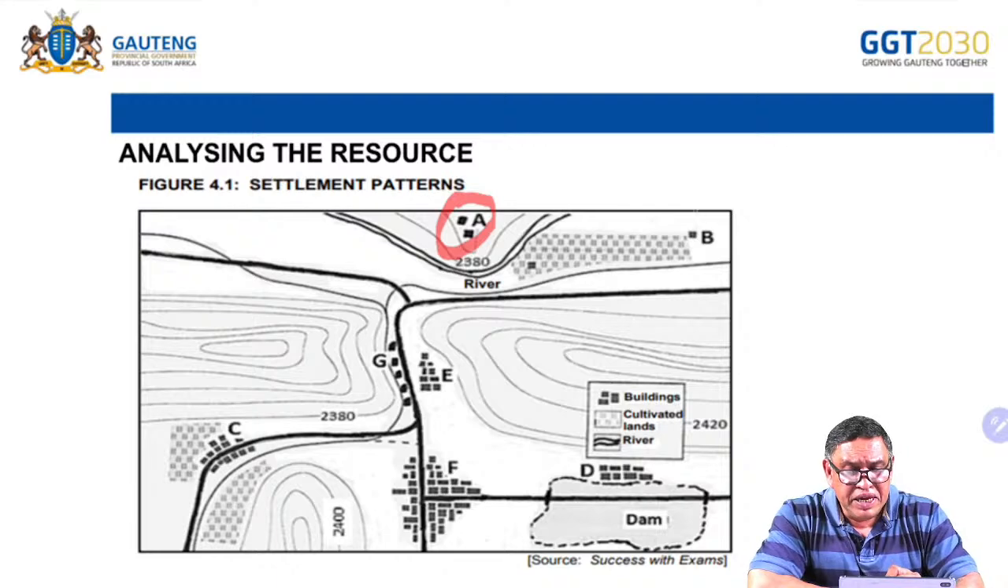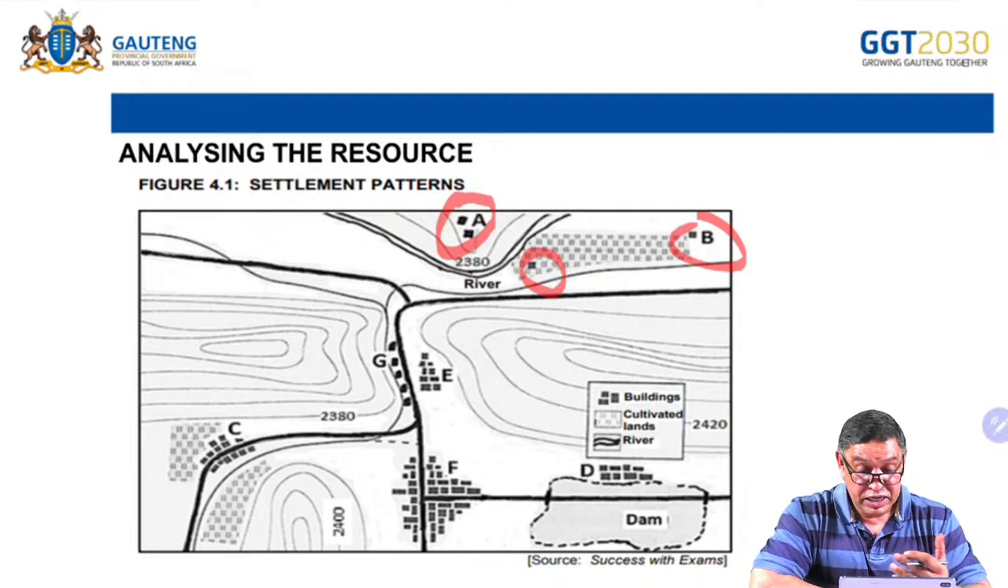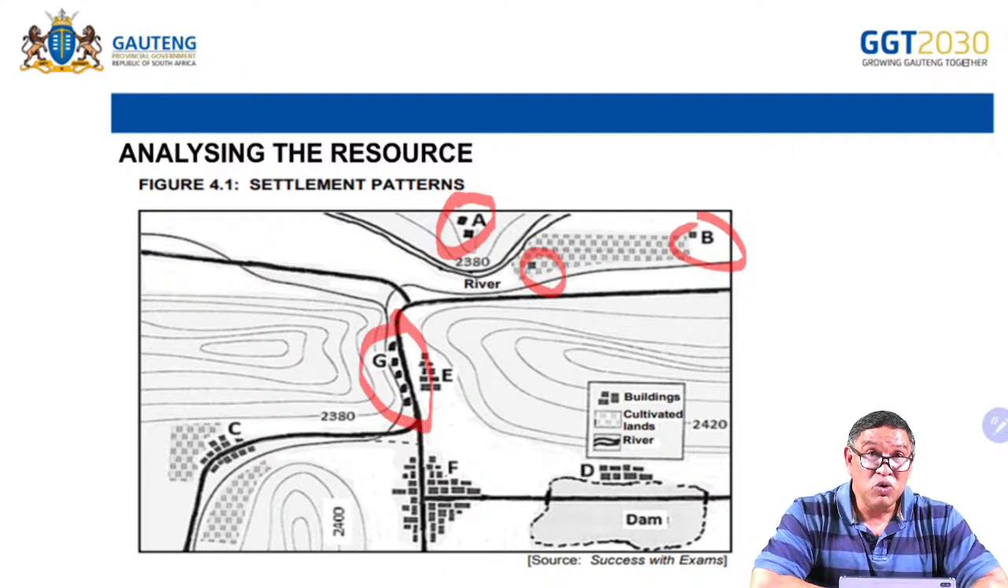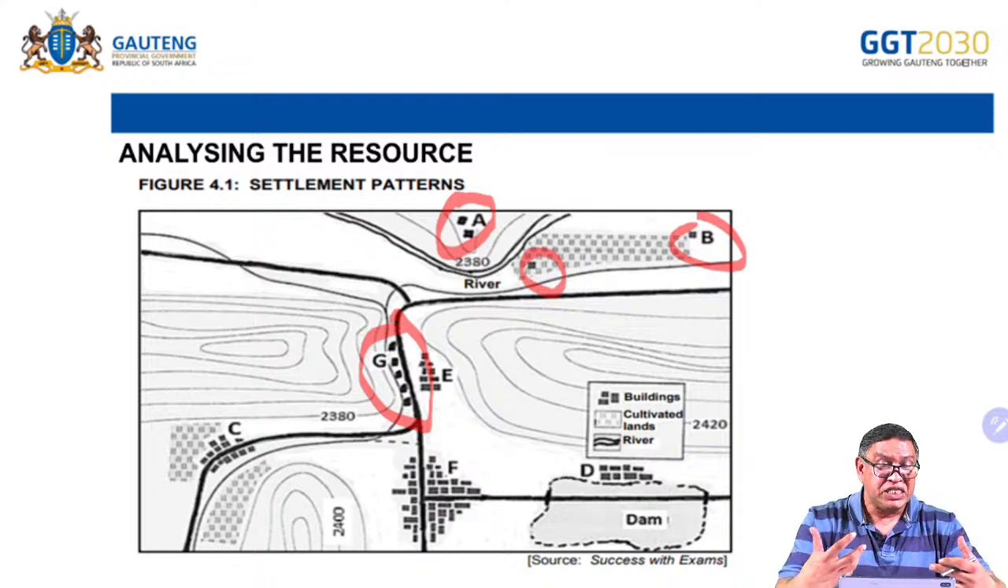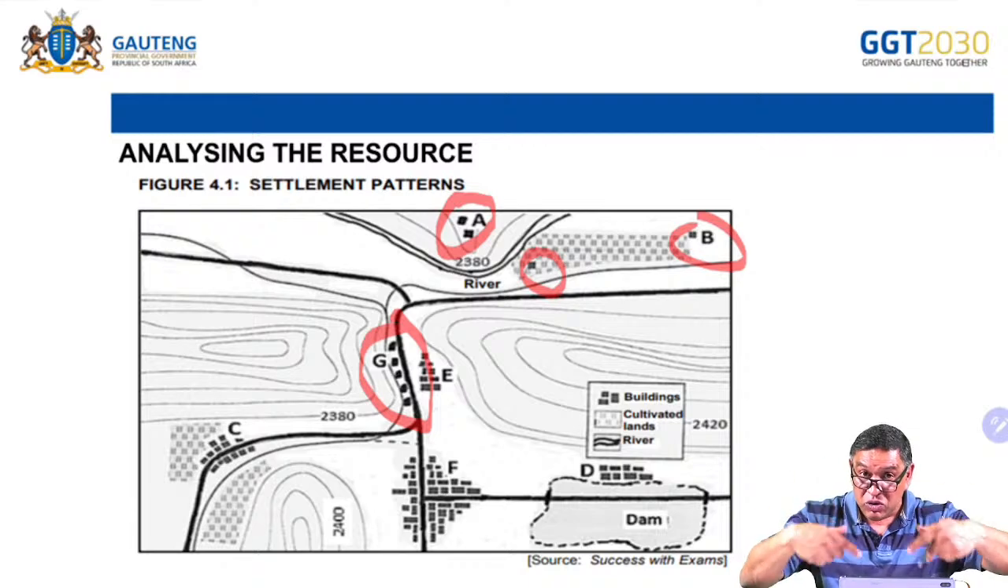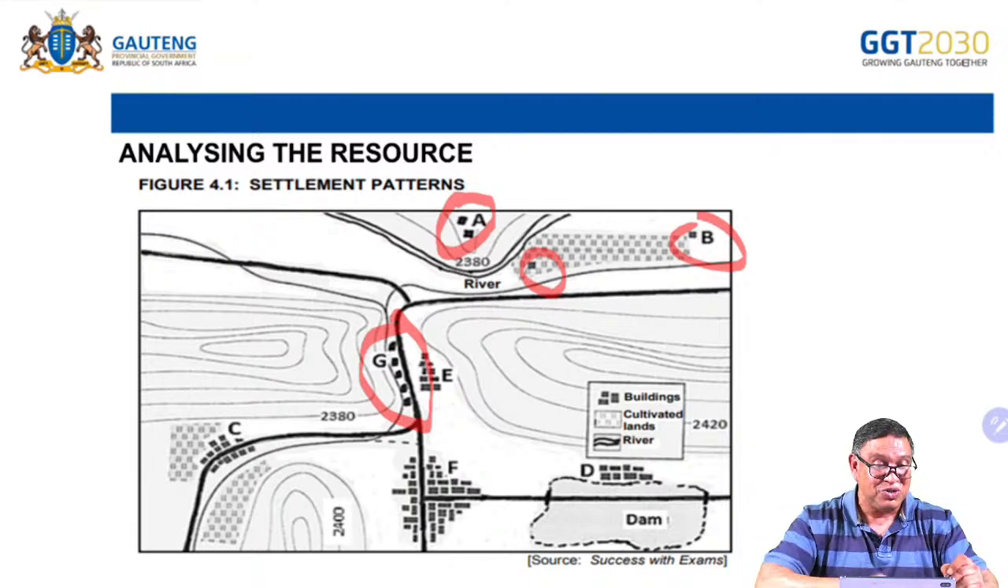Let me look at B. It shows a farm here and a farm here. It could be dispersed. Let me look at G. It shows linear because it's along a line. Can you see it's applying your information? And the examiner makes you focus on certain things because he or she is going to assess you on that.